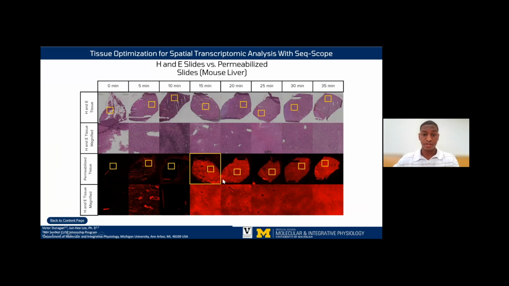So this is the result of the tissue optimization experiment with mouse liver tissues. And so as you can see, we permeabilized these tissues from time points from 0 minutes to 35 minutes. And the main thing that we were looking for here was the time points that allowed for the peak fluorescence, as this was indicative of the mRNAs that were able to be captured from the tissues after permeabilization. And so we were able to determine that at the 15-minute time point, this is when we were able to obtain the most mRNA from the mouse liver.